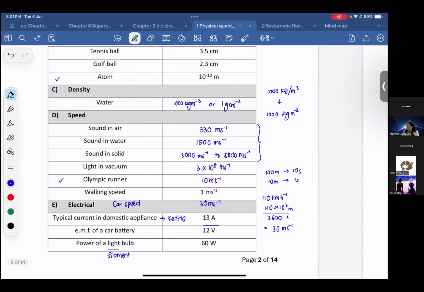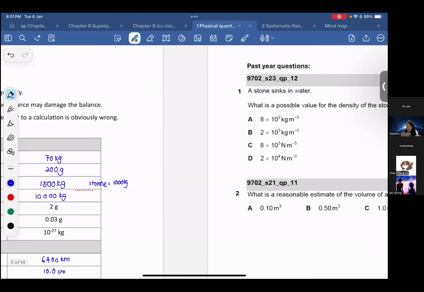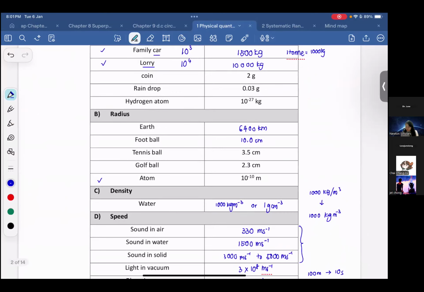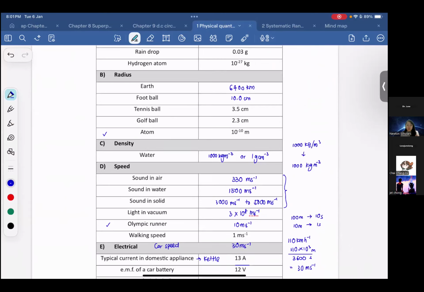For here we go to page number 3. Have you finished writing down? Can we proceed to page number 3?